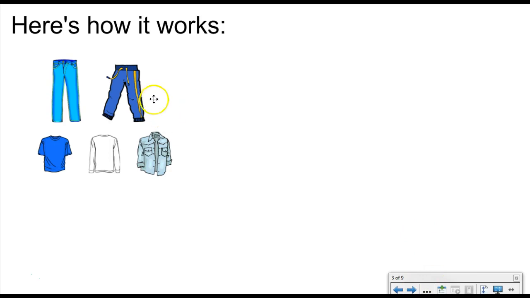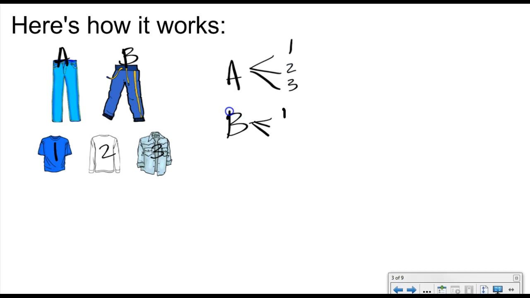Here's how it works. I have 2 pairs of pants and I have 3 shirts. I'm going to label these as A and B, and 1, 2, and 3. In the last section, we had talked about using a tree diagram. If I had picked pair A pants, I can choose top 1, 2, or 3. If I picked B, I could also choose 1, 2, and 3. So I have 3 ways and 3 ways, which if I add those together, I get 6.